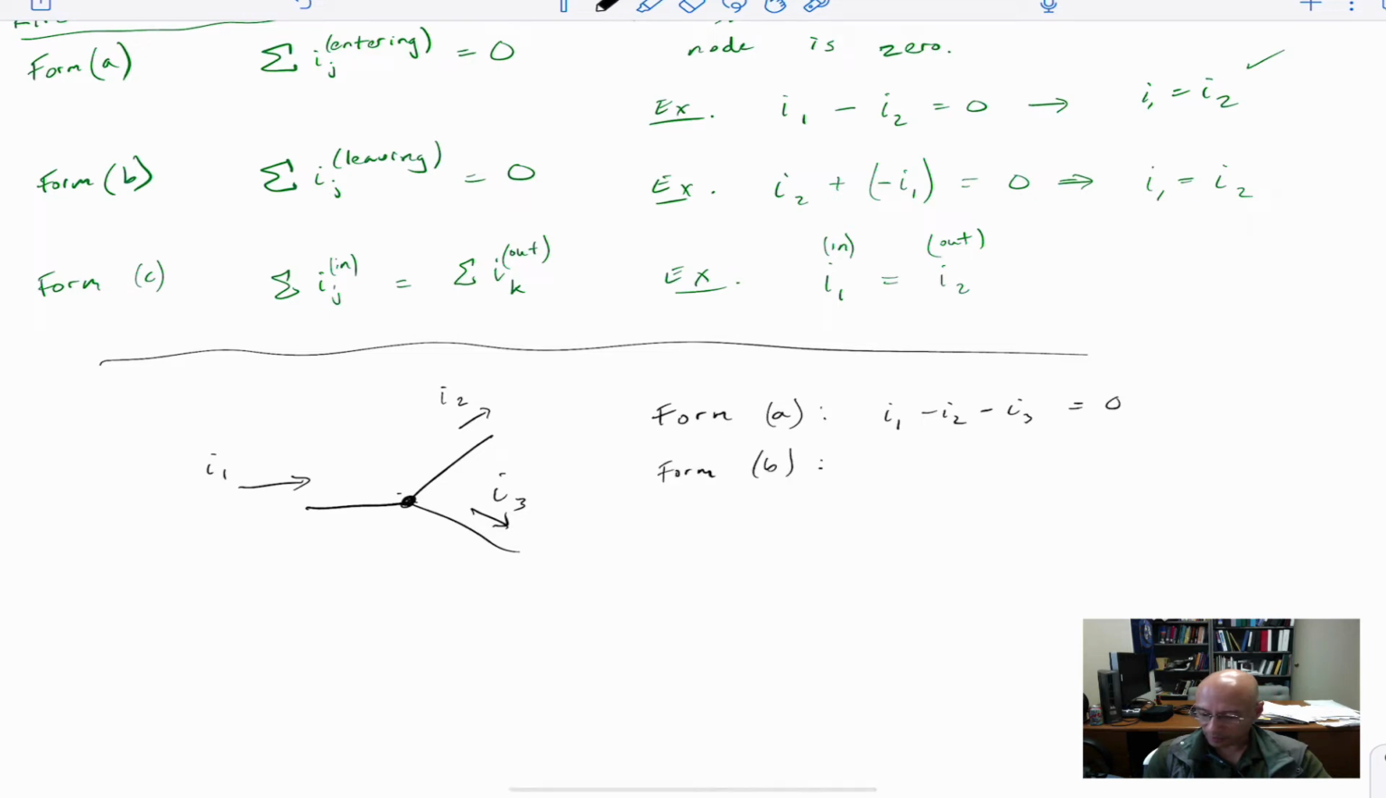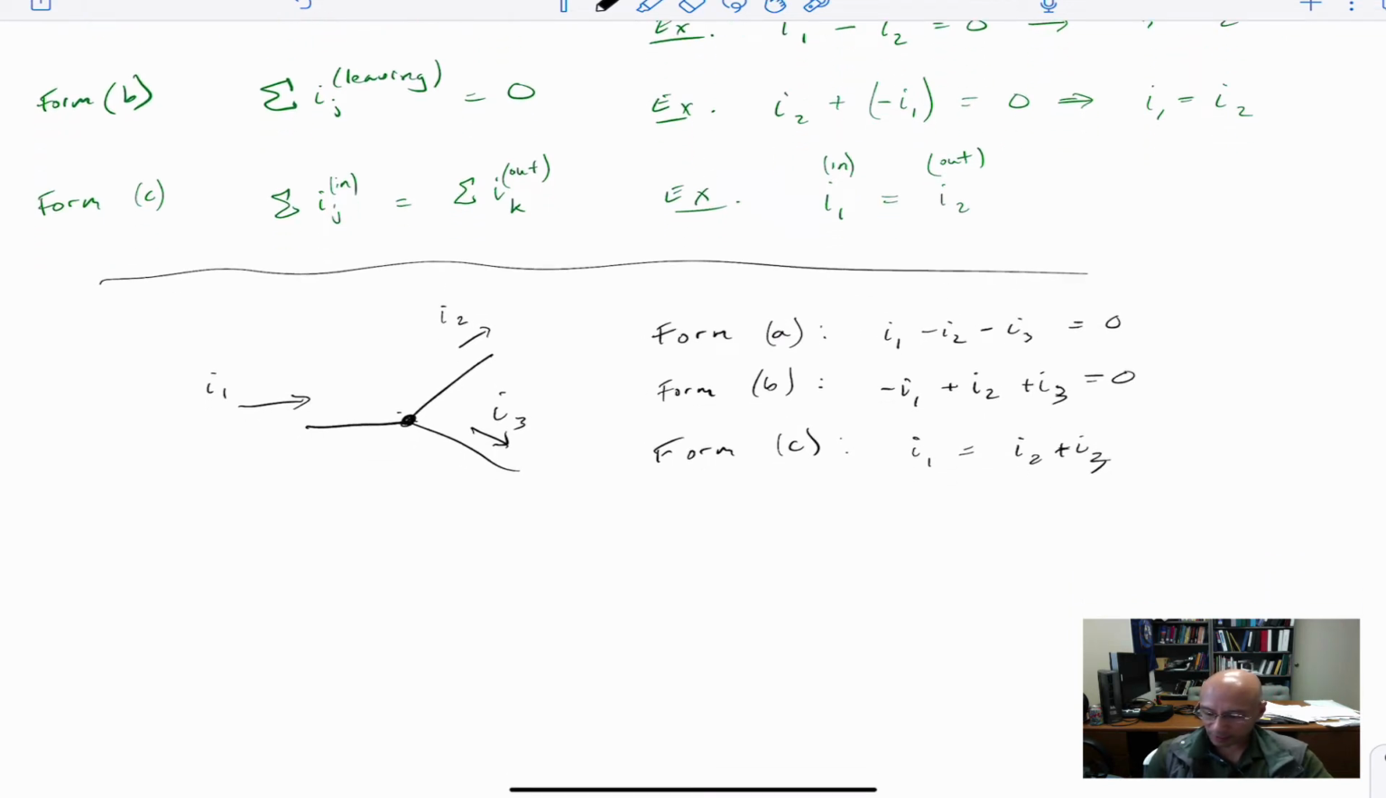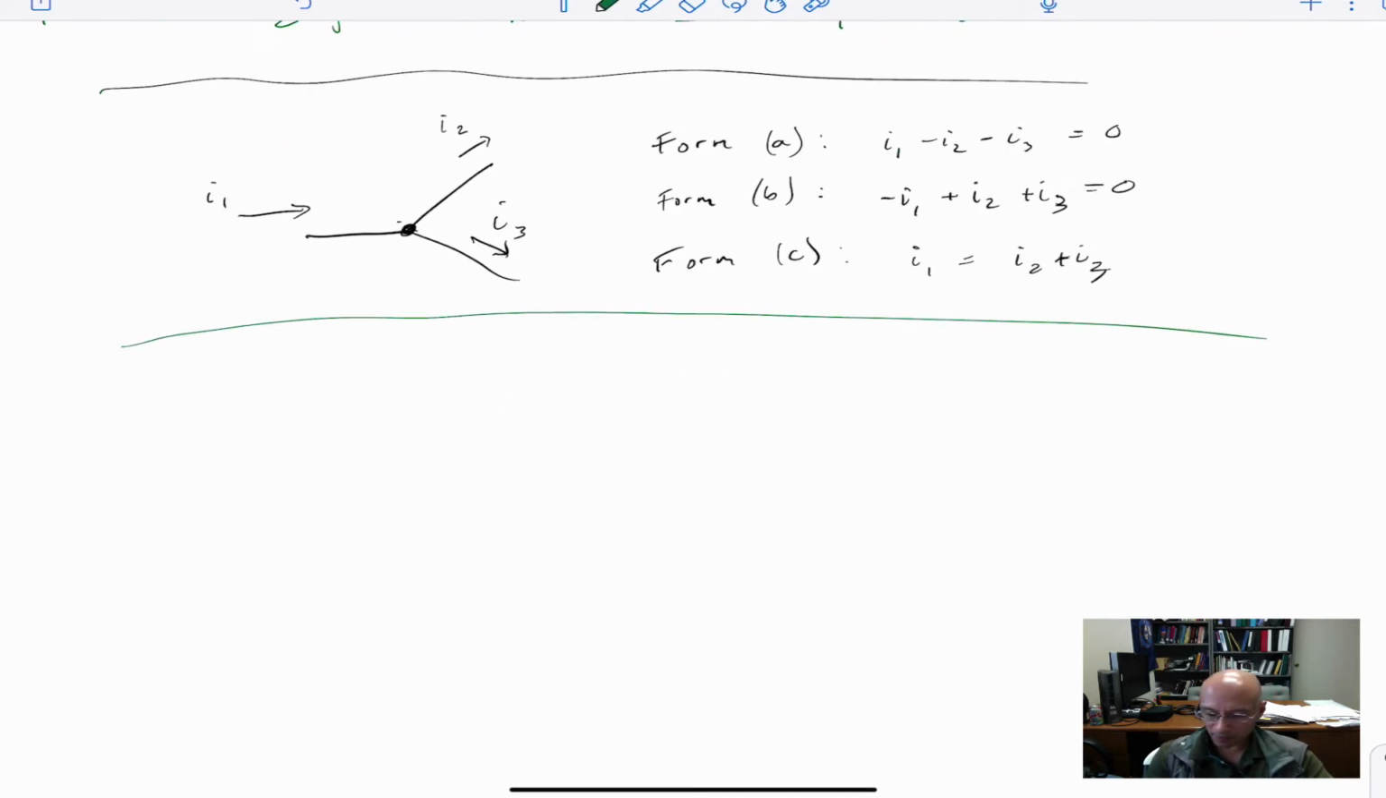Form B, mathematically equivalent. All currents leaving, well, negative I1 is leaving, I2 is leaving, and I3 is leaving. All those have to sum to 0. Form C, I1 equals I2 and I3 summed together. You see here everything's mathematically equivalent, mathematically consistent. The only thing you have to worry about is you have to pick a form and you have to be consistent about the signs and directions. Let's make a related example.